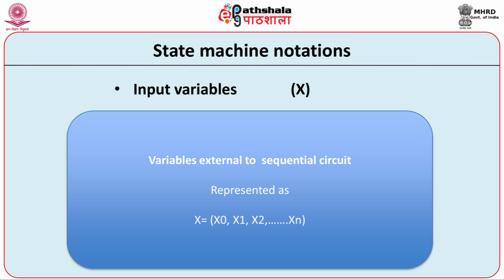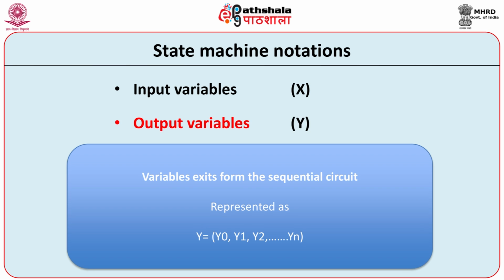Input variable is the one wherein all the variables which are external to the sequential circuit are defined. There are finite number of input variables represented by the symbol x. Say for example, x is equal to x 0, x 1, x 2 up to x n. Now, let us talk about output variable. All the variables that exit the sequential circuit are referred to as output variables. There are finite number of output variables represented by the symbol y, as y is equal to y 0, y 1, y 2 up to y n.